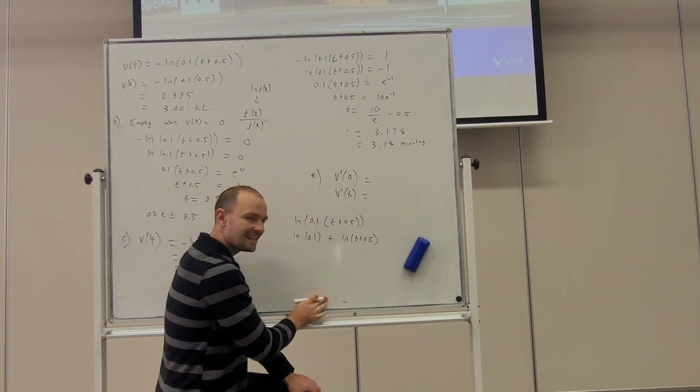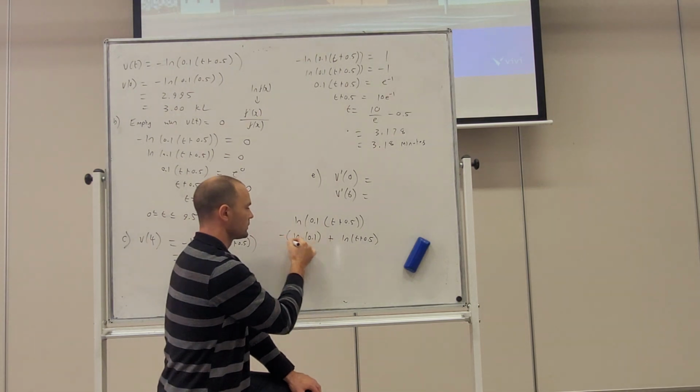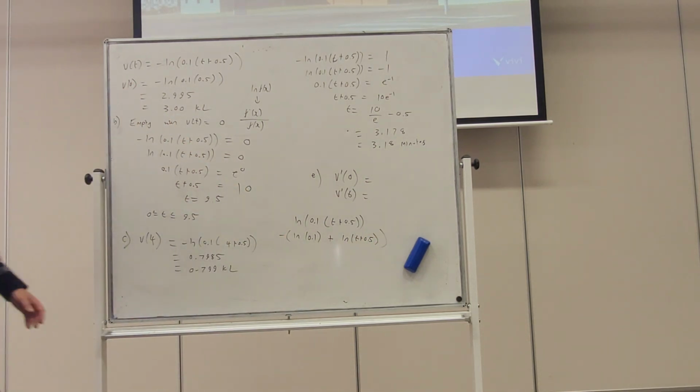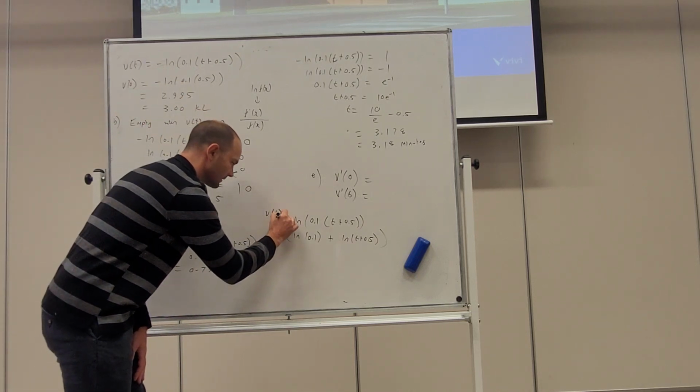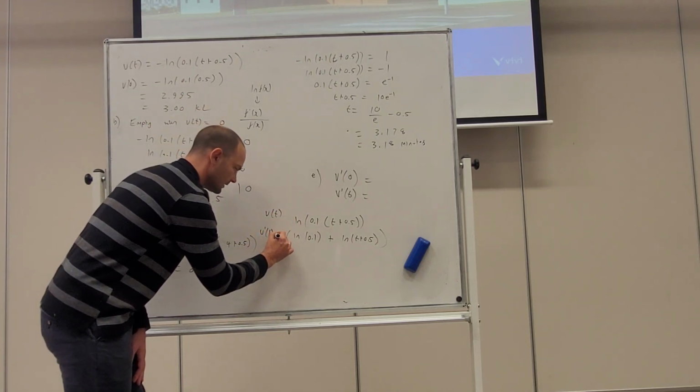Whenever we can see log laws, we should split them. All right, we've got that negative at the front, or you can apply it to both of them, it doesn't really matter. So we've just split that logarithm. So this is the volume function, another way of presenting it. And so now when we differentiate it, it's going to be super easy.